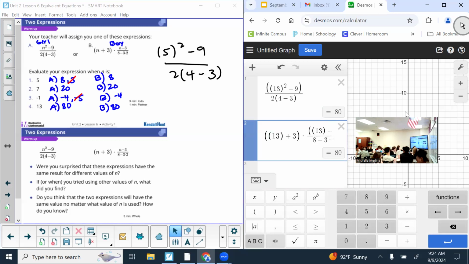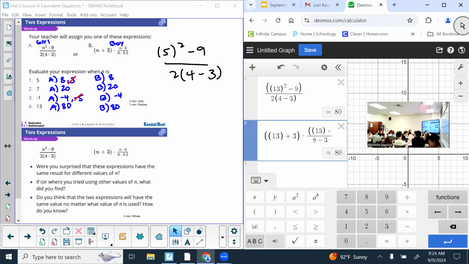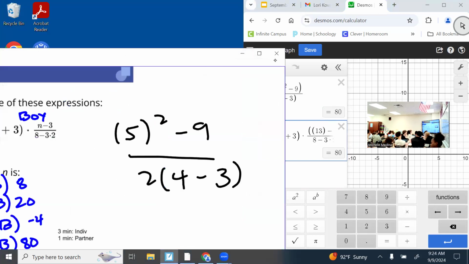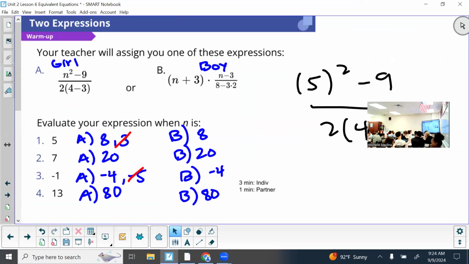So it's all about, at this level, knowing how to type it in to get your answers quickly when all we're doing is substituting in a number. Questions, comments, concerns? So then that wasn't the main objective of this warm-up, to review that, even though it is an important skill, knowing how to use your calculator.